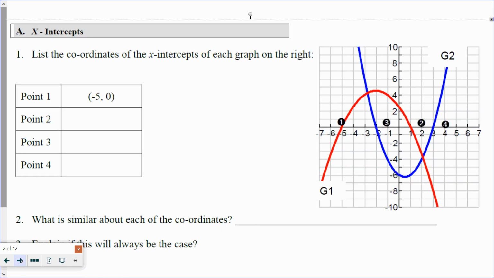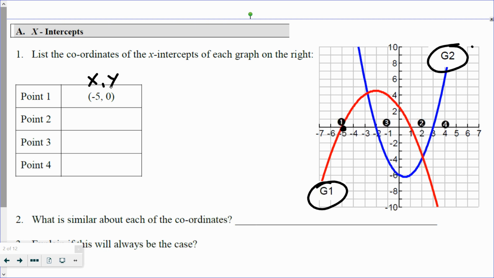This portion says list the coordinates of the x-intercepts of each graph on the right. I know yours is in black and gray and white, but you can see it in colors here. This red graph, we're going to call graph 1, and this blue graph we're going to call graph 2. Just looking at the x-intercepts, the first one, point 1 here, is at -5, 0. Whenever you write coordinates, you write the x-coordinate first and then the y-coordinate. So it's at -5, 0.